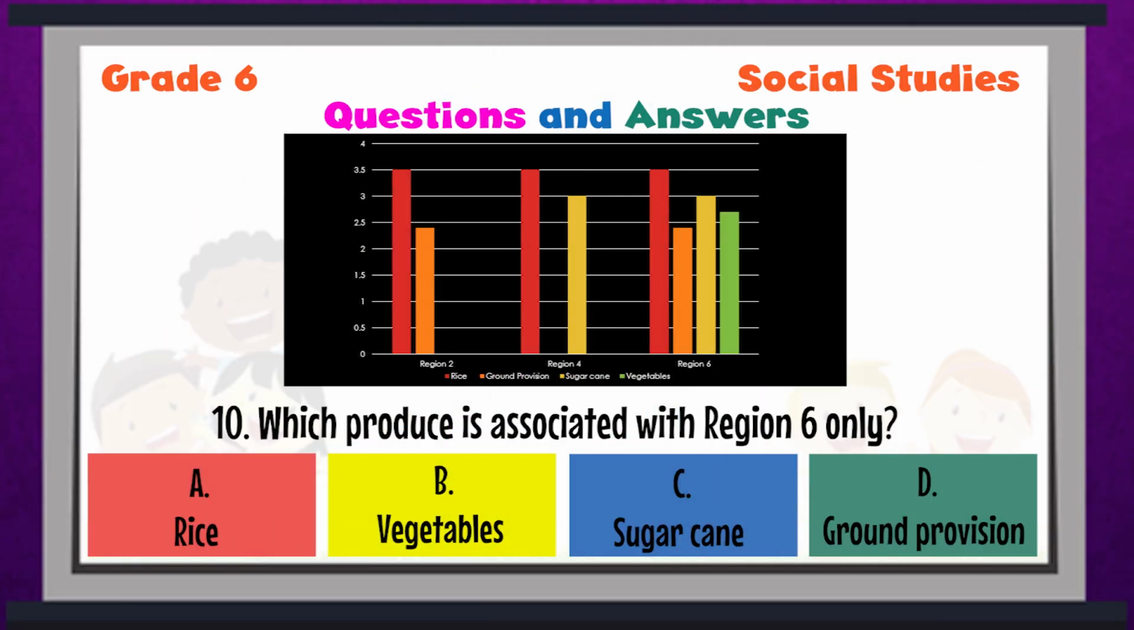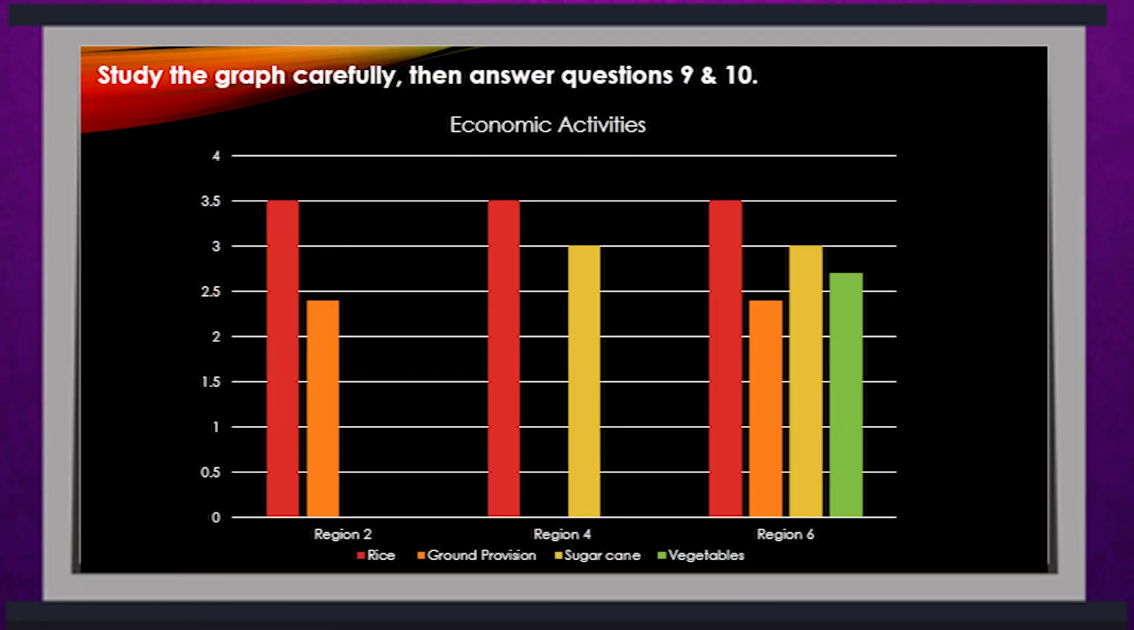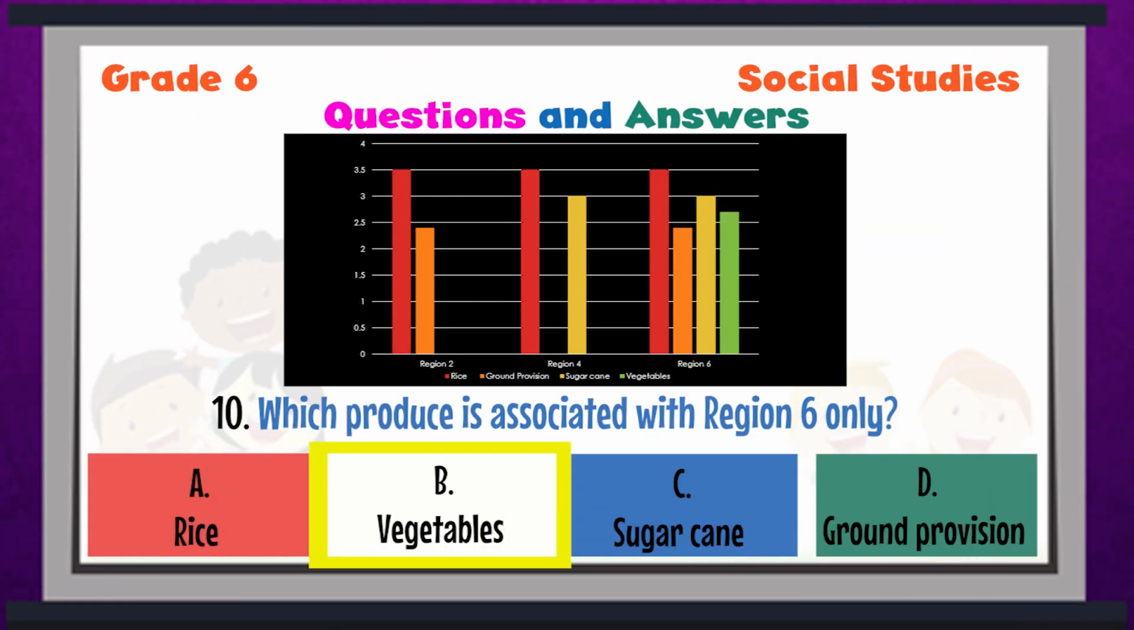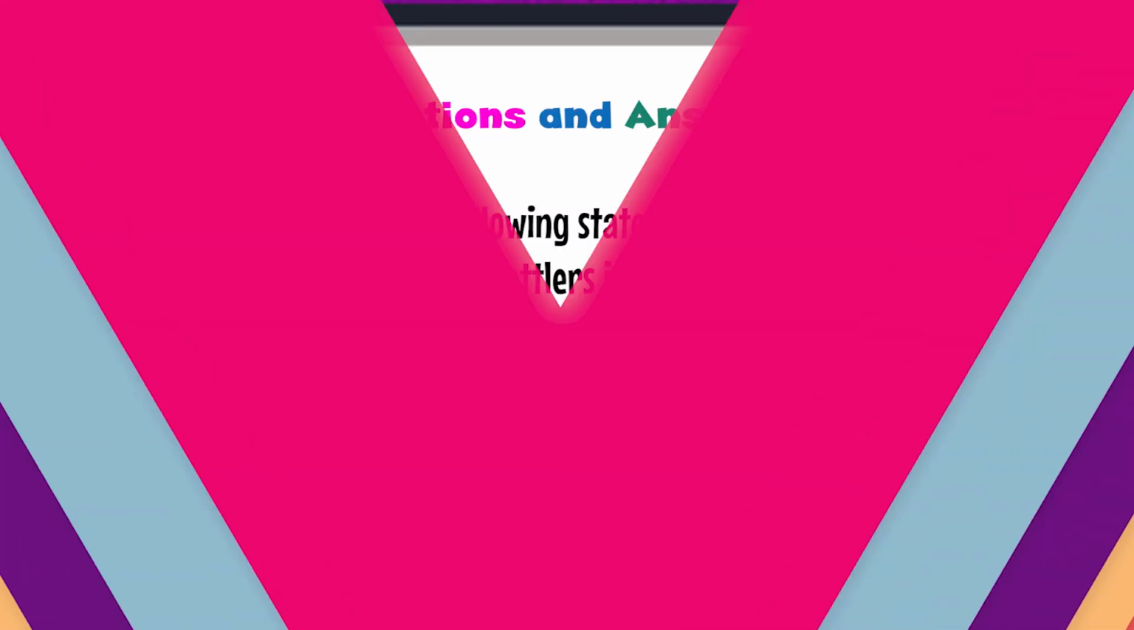Question 10. Which produce is associated with Region 6 only? A, rice, B, vegetables, C, sugar cane, or D, ground provision? If you look at the graph, you will notice that vegetables is the only crop that is planted in Region 6 amongst these 3 regions. So, question 10, the answer is B, vegetables. Question 11.